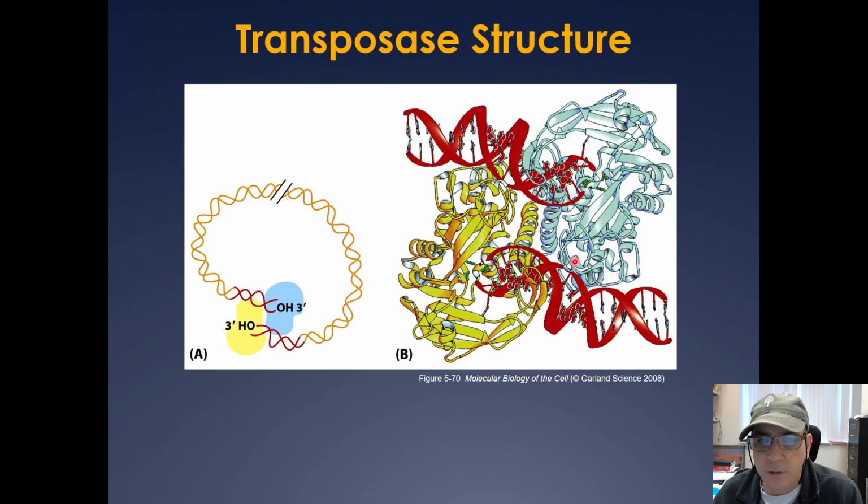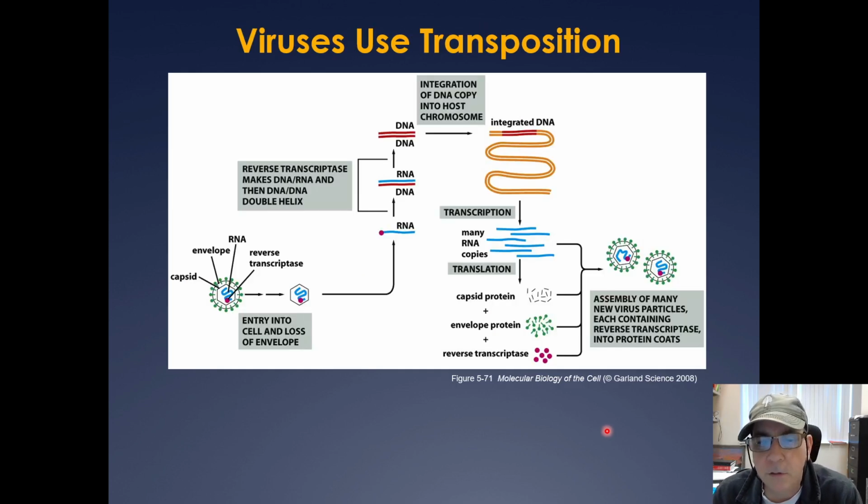Okay, so here's the transposase structure. Here you can see it bound to the inverted repeats on the DNA. Okay, and this is the transposase. Now, the reason this is important is because certain human viruses and animal viruses in general can use transposition. And a perfect example is HIV.